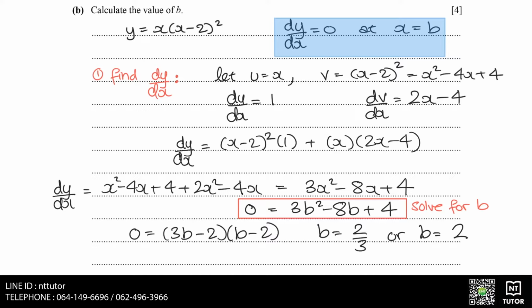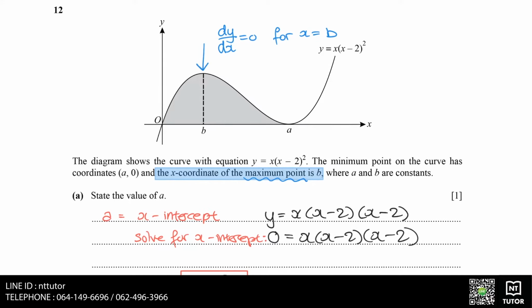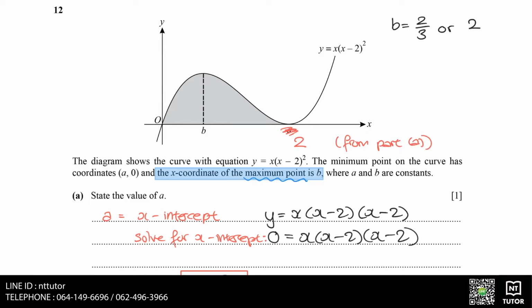When we solve for dy over dx equals 0, we are solving for the stationary points of the graph. Therefore, it makes sense that we get 2 answers, because a is also a stationary point. So the 2 corresponds to a, which we calculated from part A. Therefore, the other answer is our b, and b is equal to 2 over 3.